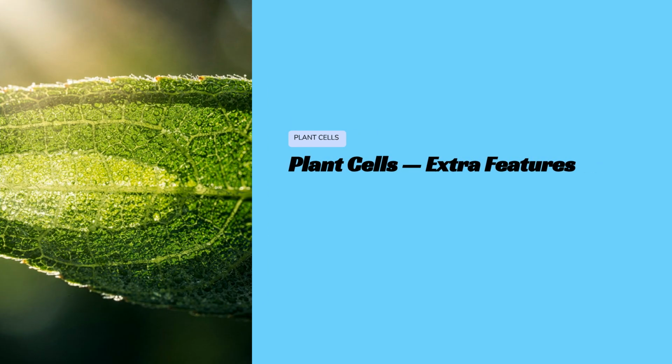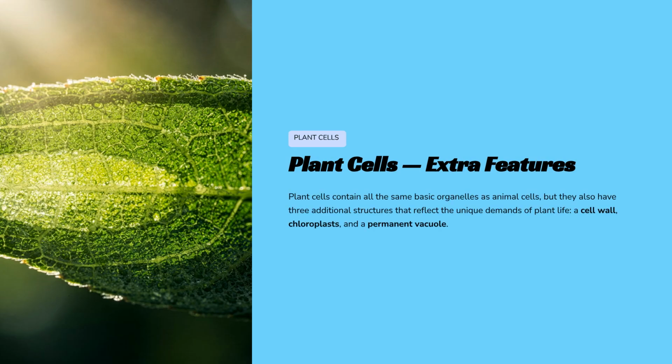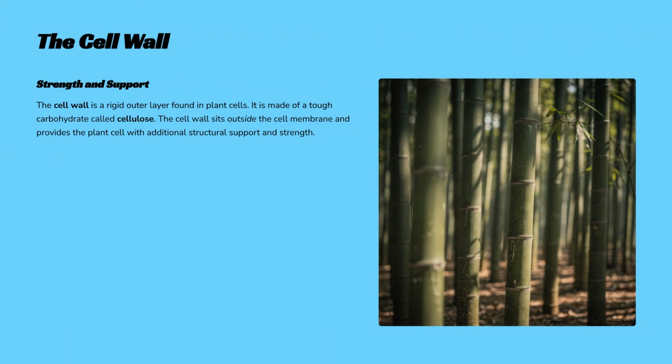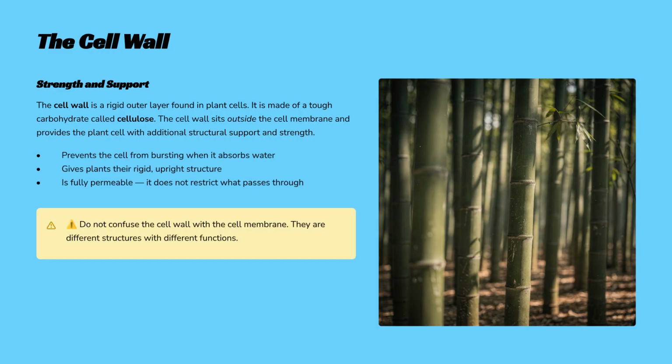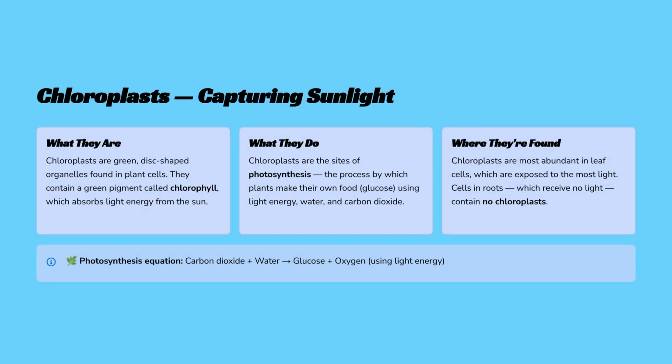Plant cells have the same basic organelles as animal cells, plus 3 additional structures. These are a cell wall, chloroplasts, and a permanent vacuole. The cell wall is a rigid outer layer made of cellulose, providing structural support outside the cell membrane. It is fully permeable, unlike the cell membrane.